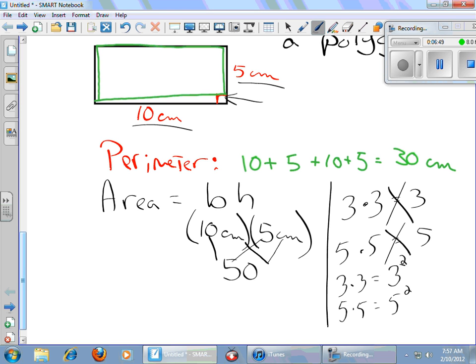3 times 3, 3 squared. 5 times 5, 5 squared. Well, centimeters times centimeters, centimeters squared. Or you could write it this way, square centimeters. Either way would be correct. You don't need both, but either way. So there's the area of that rectangle.